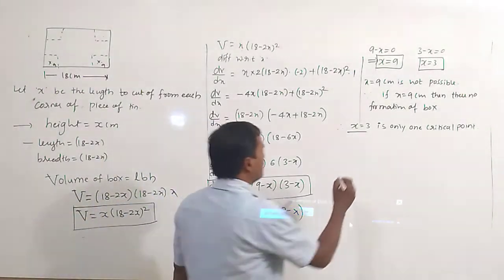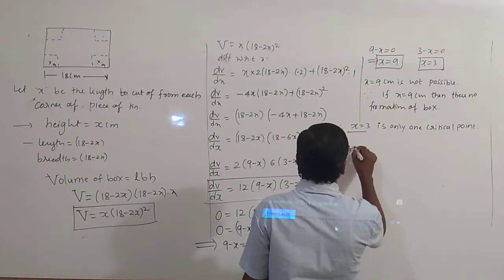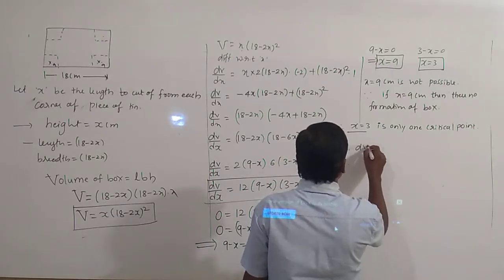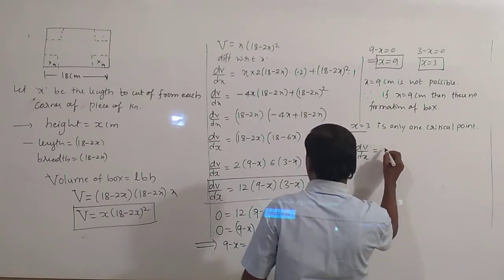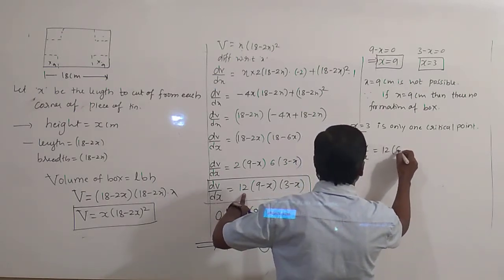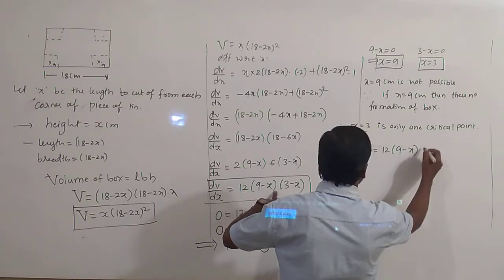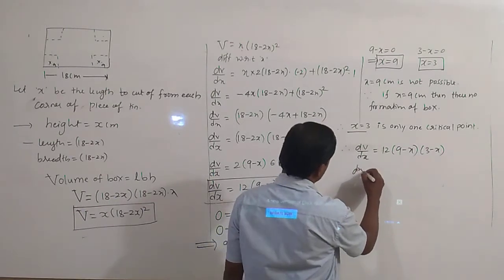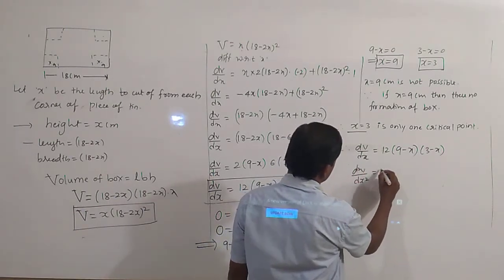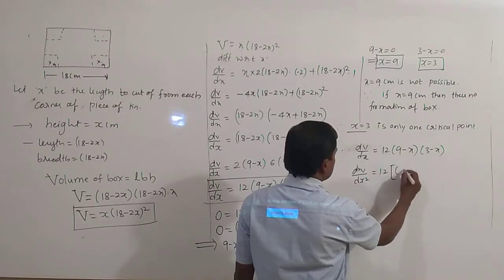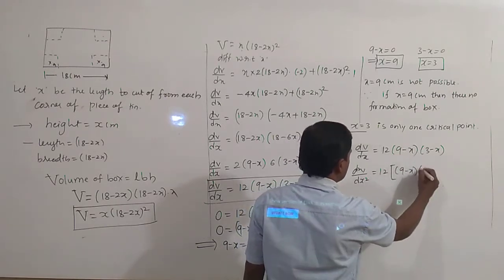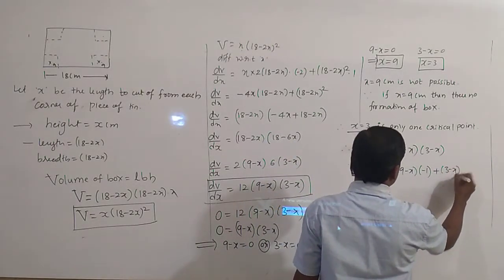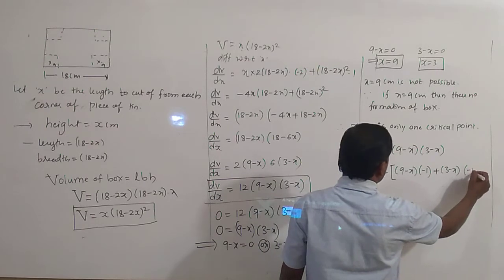Therefore, what is dV by dx? dV by dx is equal to 12 into (9 minus x) into (3 minus x), right? So again I differentiate this: d square V by dx square is equal to 12, first function as it is, differentiation of this is -1, plus (3 minus x) as it is, differentiation of this is minus 1.